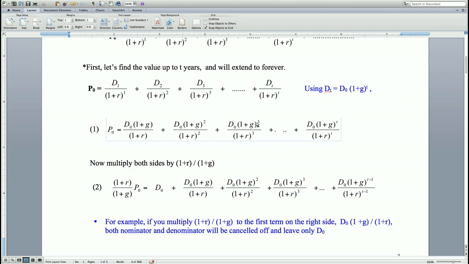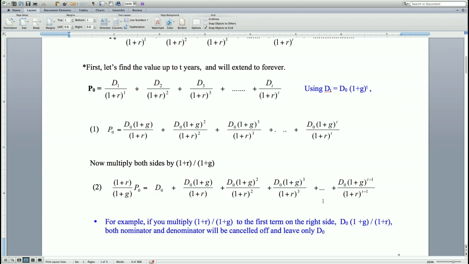The third one, d0, 1 plus g power to 3, over 1 plus r power to 3. If we multiply, then it reduces by 1, so power to 2. And then the last one, up to t: we multiply by the inverse, then this becomes t minus 1. If this is 10, then it will be 9. So the last one becomes d0, 1 plus g, power to t minus 1, over 1 plus r, power to t minus 1.